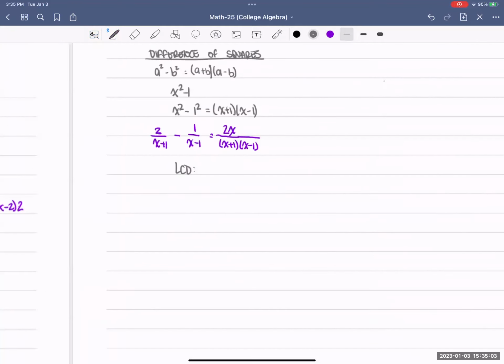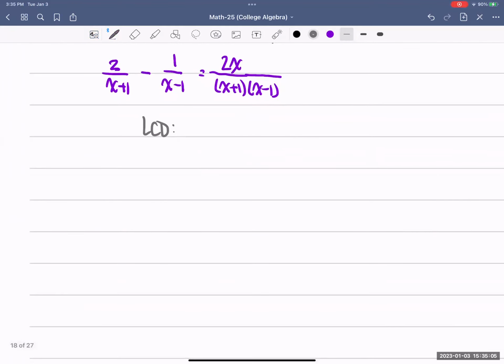So from here, we need it to be divisible by x plus 1. So we're going to start with that. So x plus 1 divided by x plus 1, those two divide out, so we're left with 1. We cleared all the fractions. And now looking at x minus 1, if we were to divide this by x minus 1, it doesn't divide.